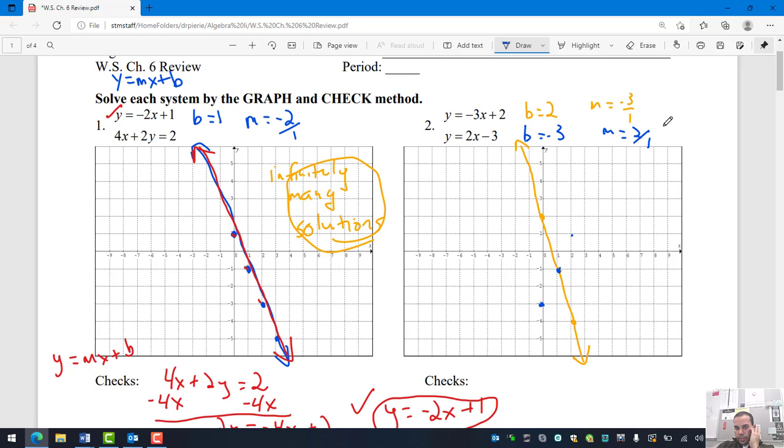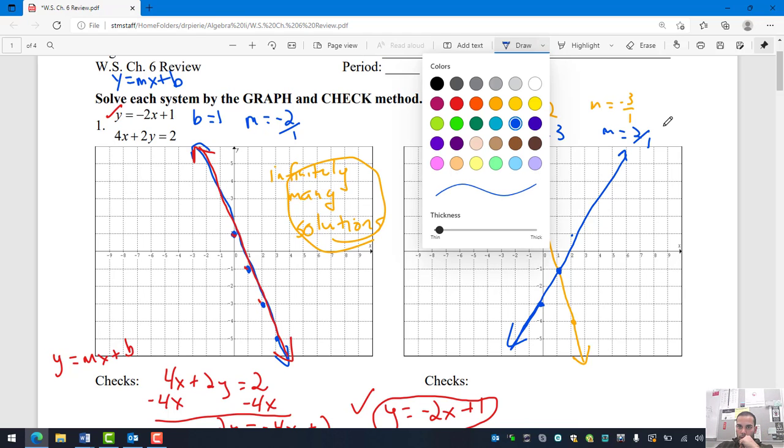And now my job is this. I'm going to sketch this line. It should look something like that. Not a perfectly straight line, sorry about that. But my job is to check, okay, where do these two lines cross? At what point do these two lines collide? And it looks like it's right about here.